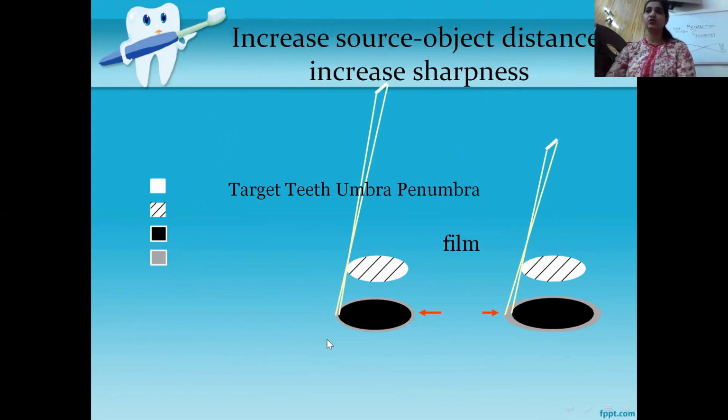Increase source to object distance, increase the sharpness. Target, teeth, umbra and penumbra. So if we increase the distance, then the shadow will come out more exactly, and a slight penumbra will surround it. But if we decrease the distance from the focal spot to the film, then we can very well see over here that the penumbra is more and the shadow that we have acquired is less.